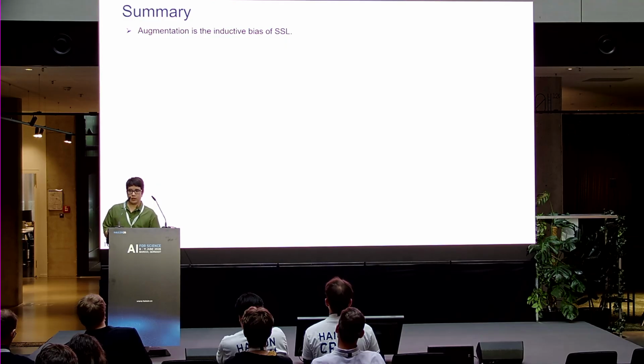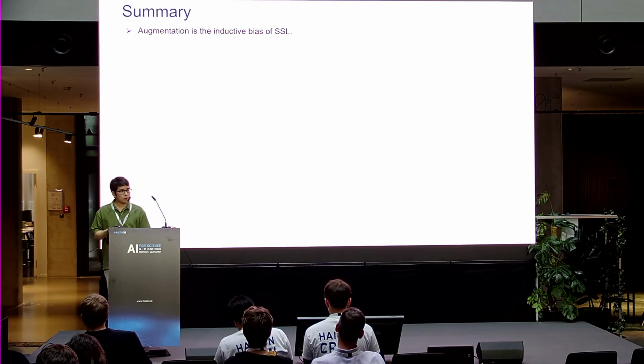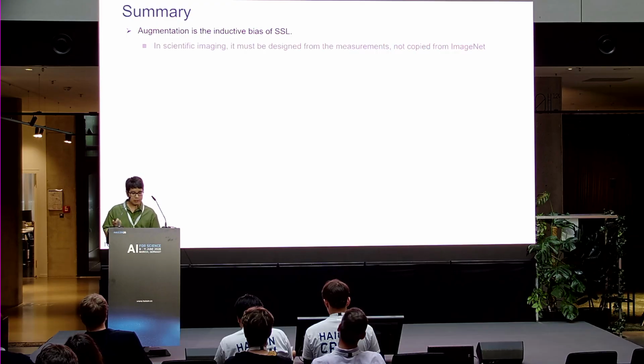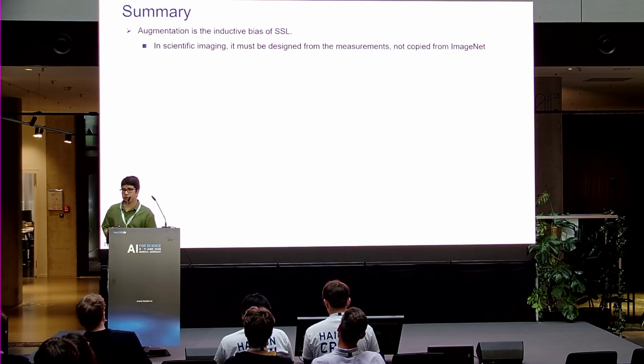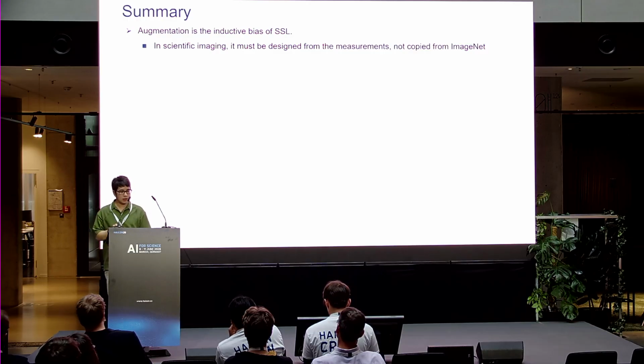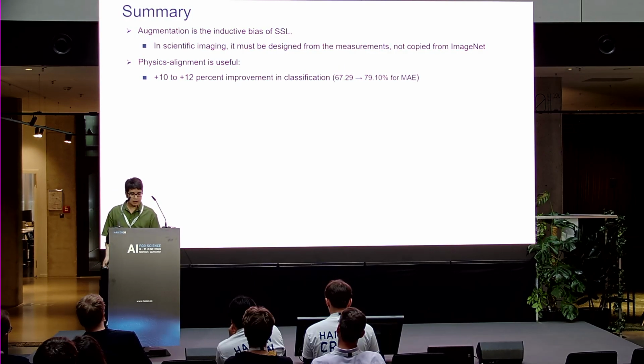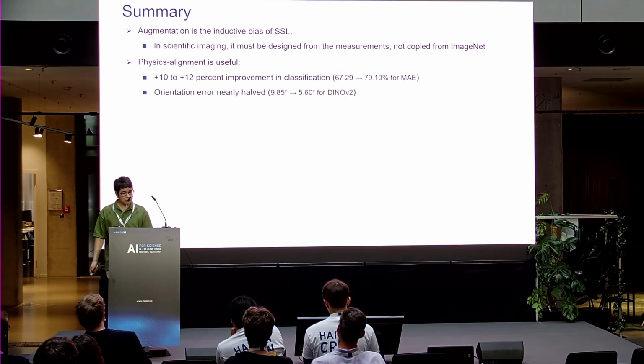So we showed that augmentations with which you pre-train your self-supervised learning approaches are the inductive bias, and you cannot just copy them from ImageNet. You have to design them to align well with the physics in your scientific domain. And this is very useful. As we showed, we gain around 10 to 12% improvement in classification accuracy. And also, we reduce the error in orientation regression.